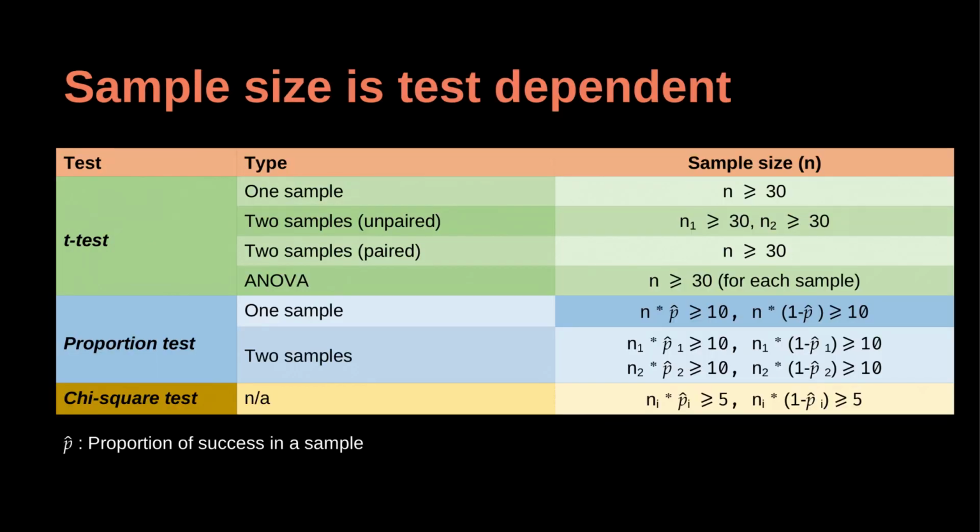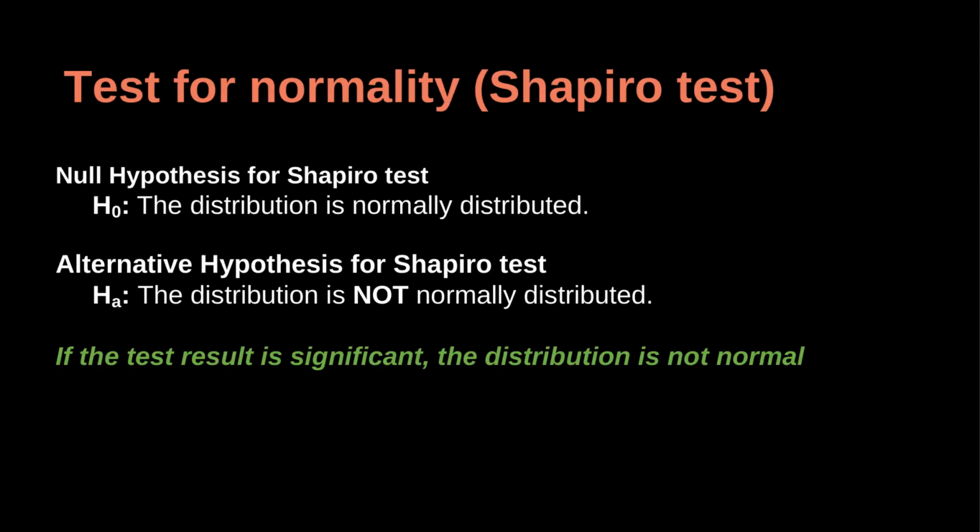Here is a list of different tests with their ideal sample sizes. Notice that some tests like t-tests call for large sample sizes, over 30 observations in each group, and others like chi-square tests are more forgiving, requiring only 5 successes and 5 failures in each group. Visual inspection of the histogram of the data is usually reliable for judging normality. However, if you are in doubt, one of the methods to test if the data is normally distributed is called the Shapiro test. The null hypothesis of the Shapiro test states that the sample distribution is normal. If the test is significant, the distribution is not normal.